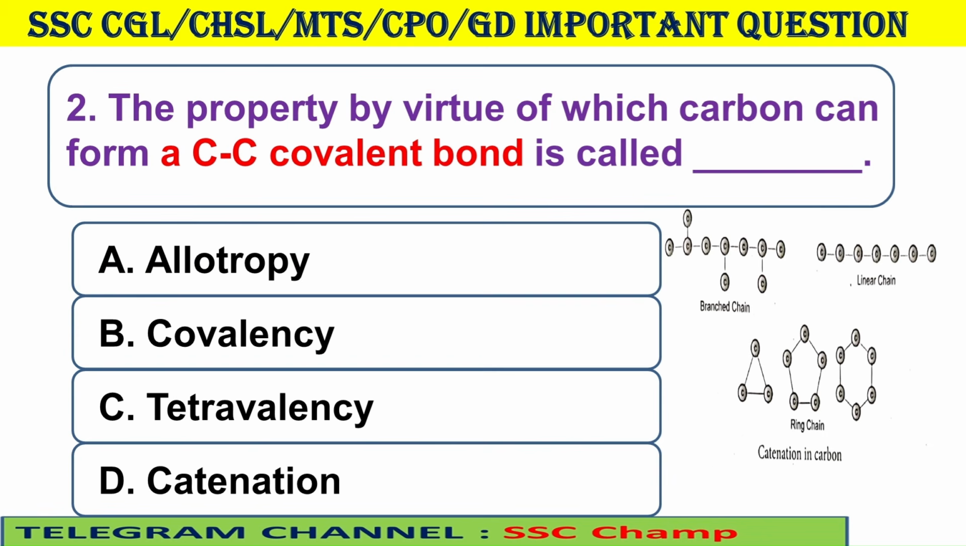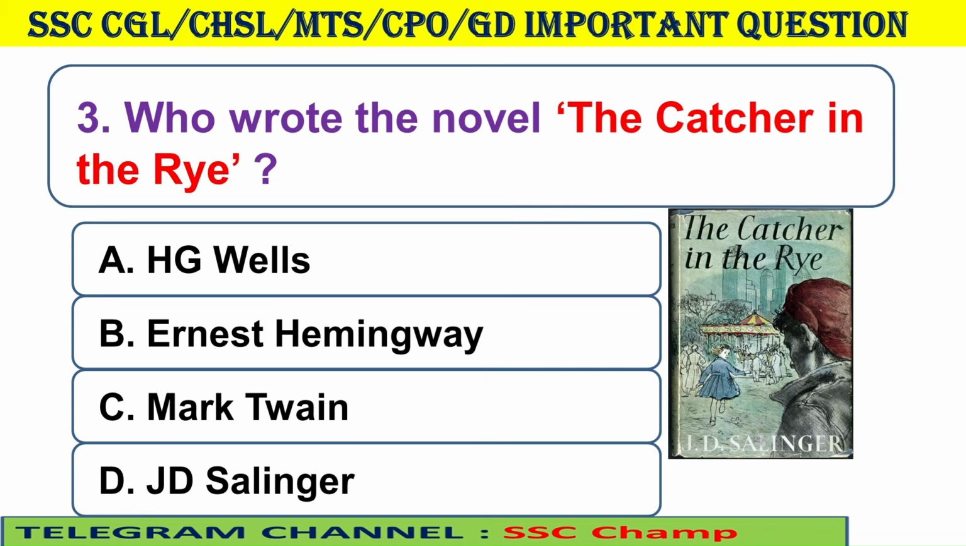The property by virtue of which carbon can form a long covalent bond is called. Option A, allotropy. Option B, covalency. Option C, tetravalency. Option D, catenation. Correct answer, catenation. Who wrote the novel The Catcher in the Rye?